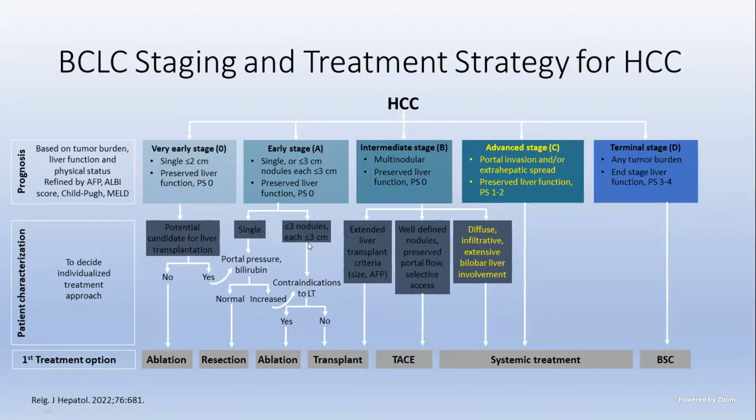According to the BCLC staging and treatment strategy, TKIs and systemic immunotherapy come mainly in advanced-stage BCLC with portal invasion, extrahepatic spread, and preserved liver function, and even in BCLC B patients who are not fit for locoregional therapy or transplant, or with diffuse infiltrative HCC, they might be offered systemic treatment.